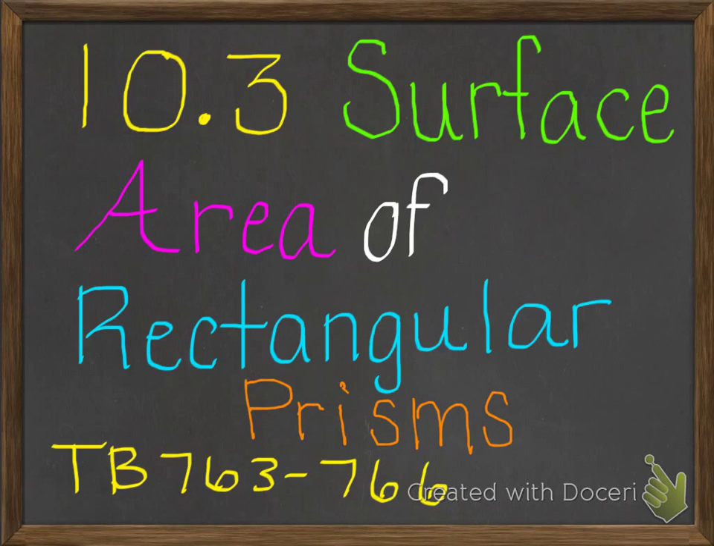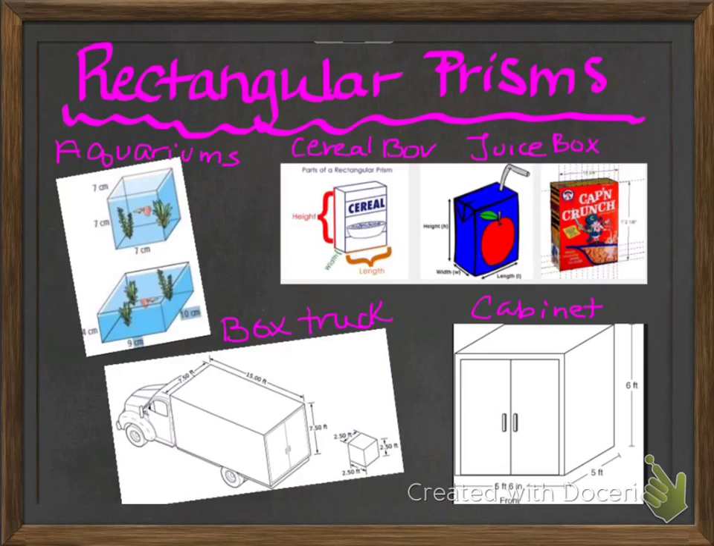Now, just a reminder for what you are looking at for rectangular prisms here. You can see the aquarium, cereal box, which I asked you to bring in, juice box, box truck, cabinet, things of that nature. This was actually a slide from our finding the volume of rectangular prisms, but now we're going to be finding the surface area. So the same type of things you'll see in the word problems will be asking you for surface area and volume. So that's what you're looking for.